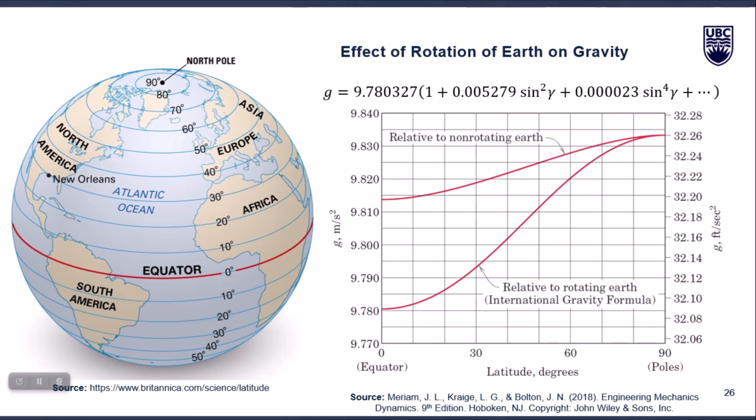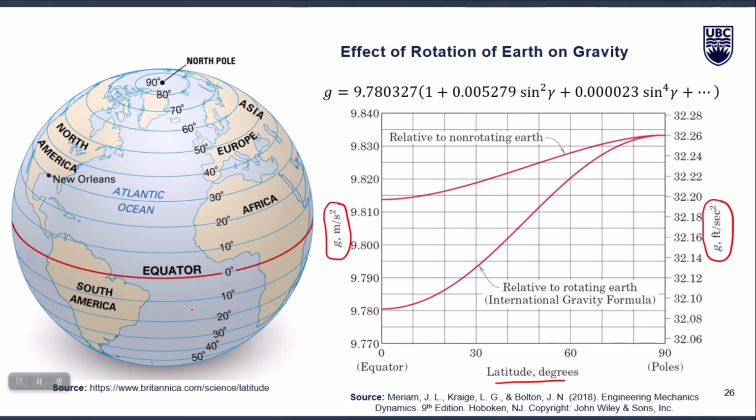Now let's discuss the second effect, and that is the effect of rotation of Earth on its gravity. On this particular graph, you can see that the value of g, gravitational acceleration in the SI system, or on the other side, the same value in US customary units, is plotted on the y-axis, and you have the latitude in degrees on the x-axis. So the effect of rotation is not constant anywhere on the surface. It depends on where you are actually on the surface of Earth.